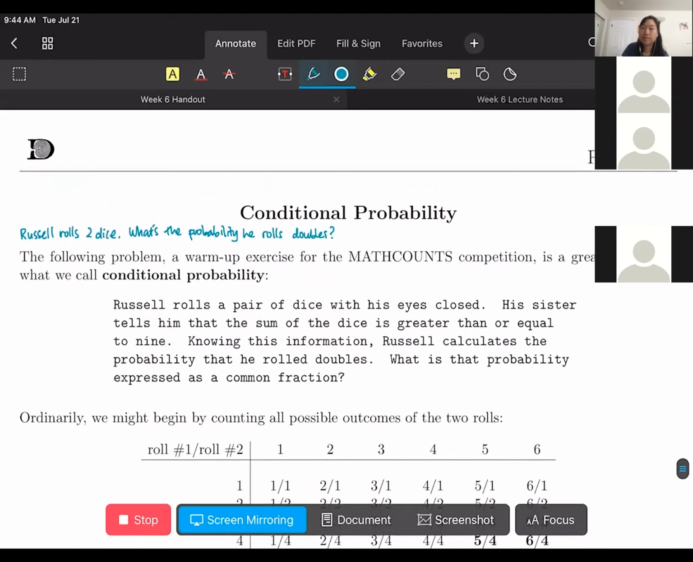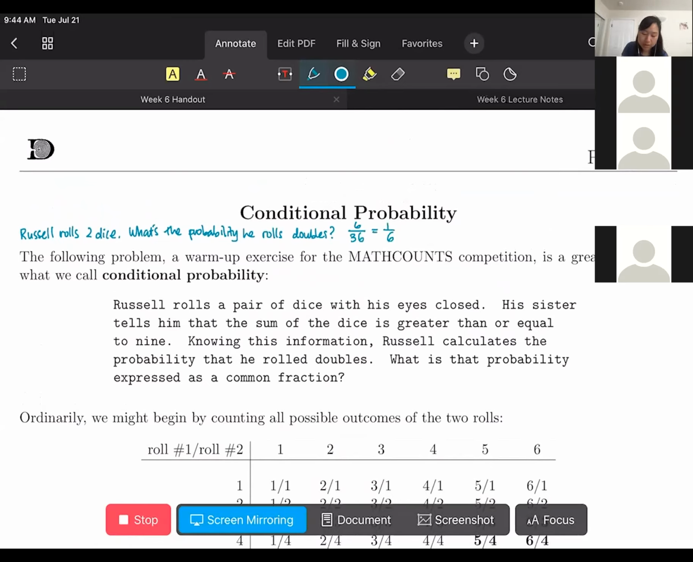It will be 6 out of 36, which is 1/6. Because he can either have 1,1, 2,2, 3,3, 4,4, 5,5, or 6,6. Yeah, that's right. So basically there's 36 different possibilities for the rolls. He could roll 1,1, then 2,1, 3,1, 4,1, 5,1, 6,1, or 1,2, 2,2, etc. And then out of those, 6 of them are doubles. So the probability is 1/6.